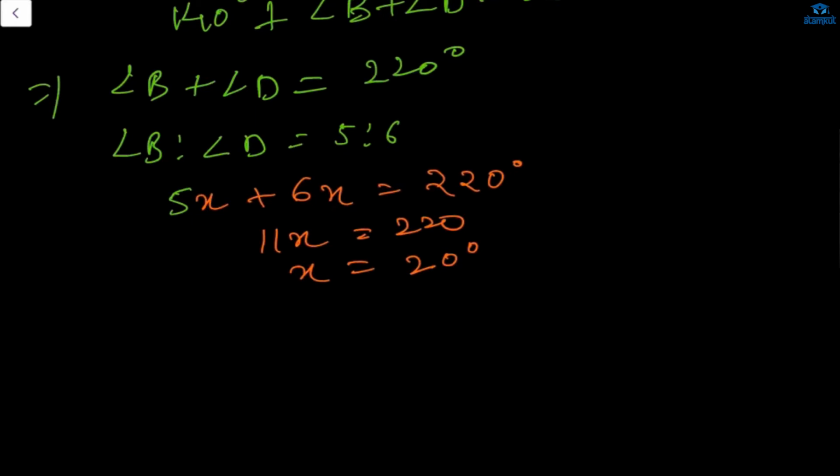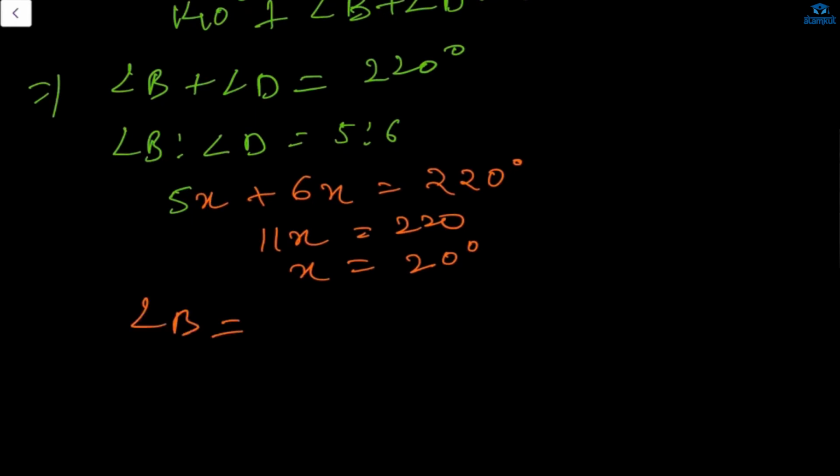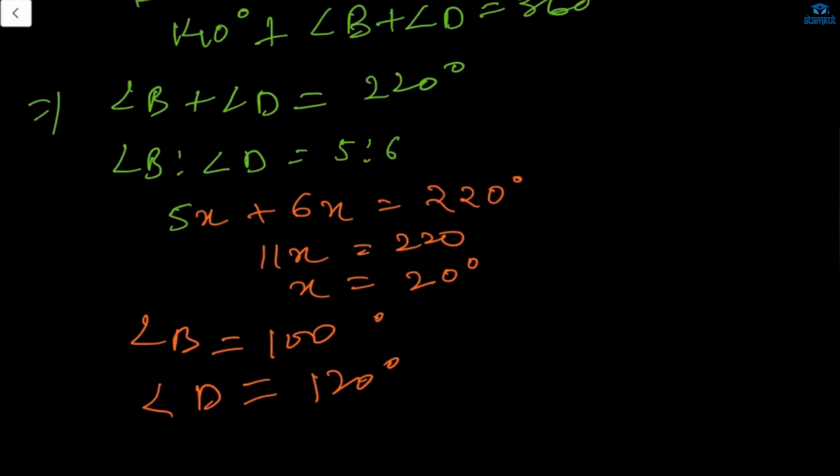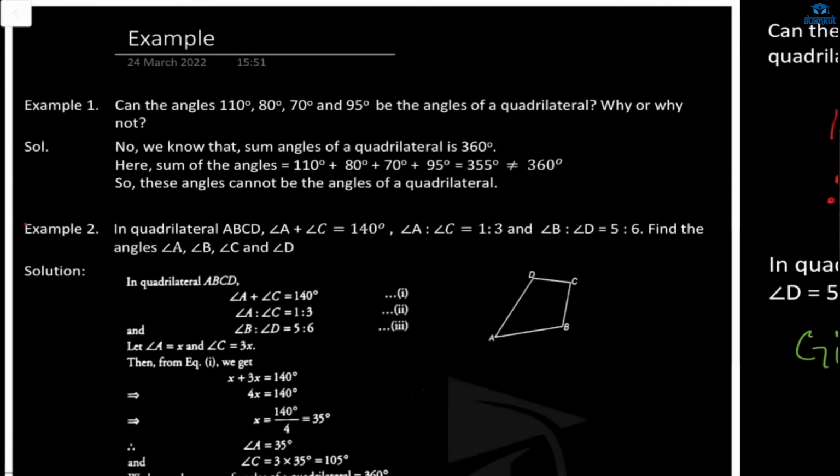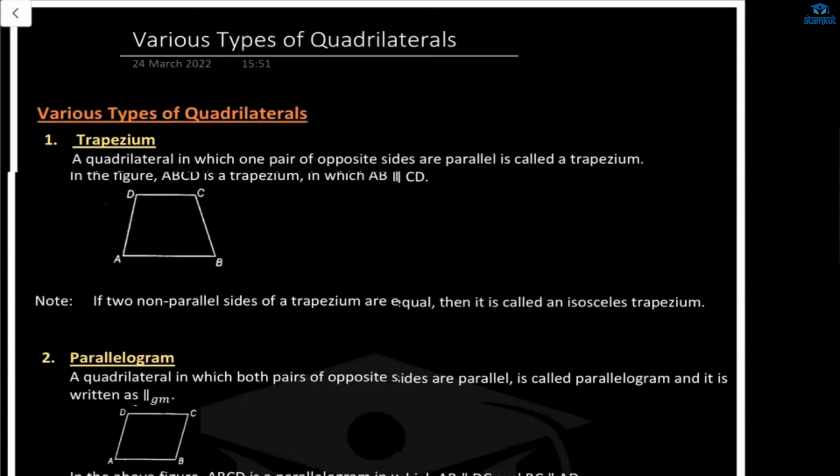So angle B is equal to 5x, which will be 100 degrees, and angle D will be equal to 6x, so 120 degrees. Understood? Any doubt? In fact, you can add up angle A, angle B, angle C, and angle D, and check that it will be equal to 360. So this was about the angle sum property of the quadrilateral.